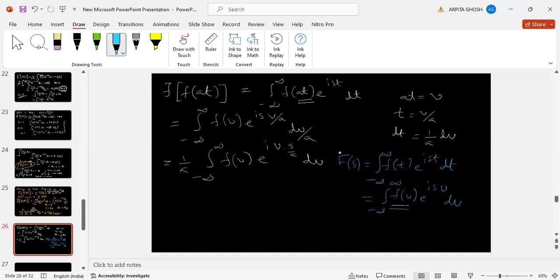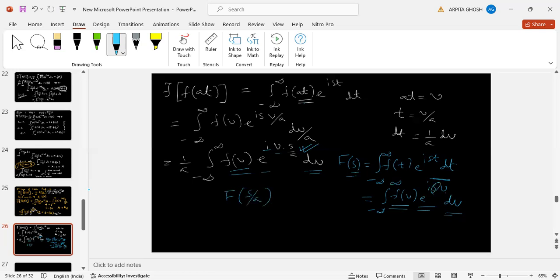f(v) with e to the power isv, I call that F of s. f(v) is there, dv is there, i is there, v is there, along with s. Now here we have f(v), dv, e to the power i v, but instead of s, we have s by a. If the integral from minus infinity to plus infinity of f(v) e to the power isv dv is F of s, then obviously the integral of f(v) e to the power i v into s by a dv has to be F of s by a.